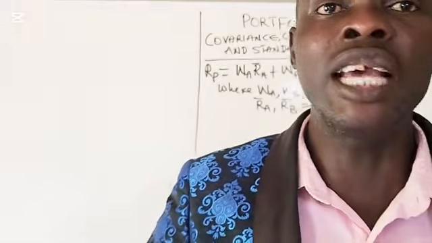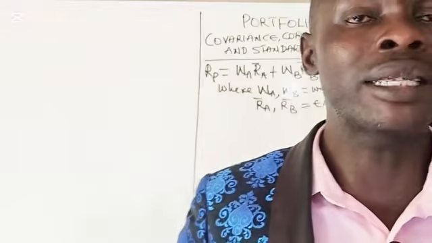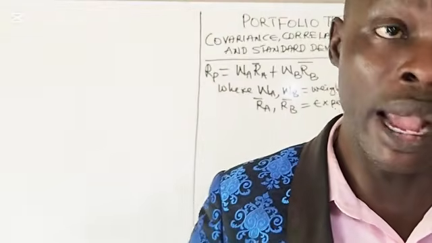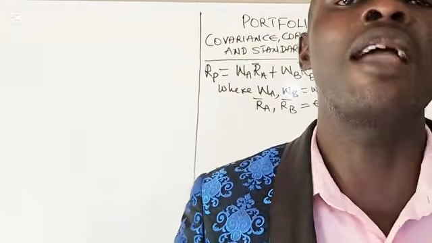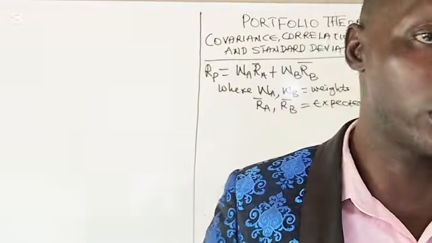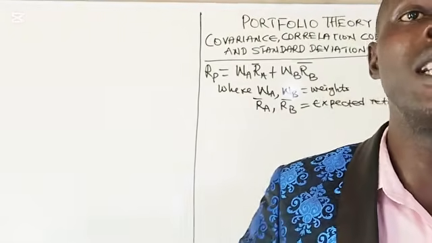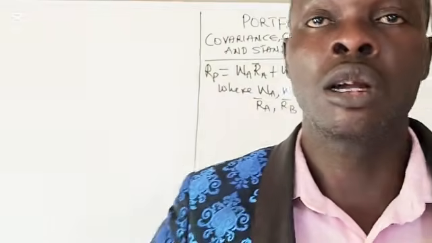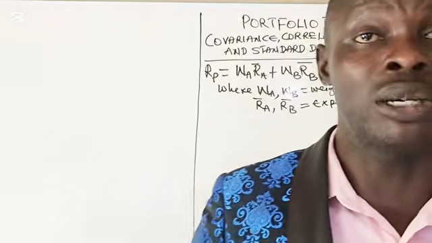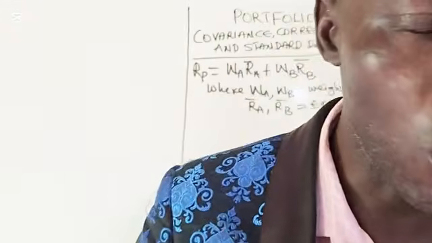But here is the problem. Expected return does not measure risk. And in real life, investors care about risk just as much as return. So today we move into covariance, correlation, and standard deviation. These three determine whether diversification actually works.